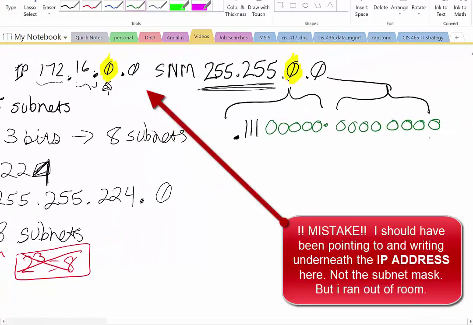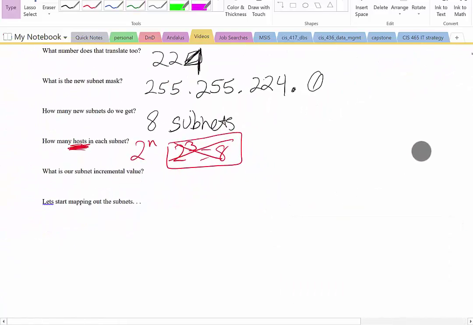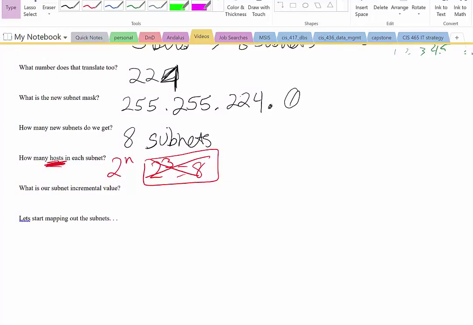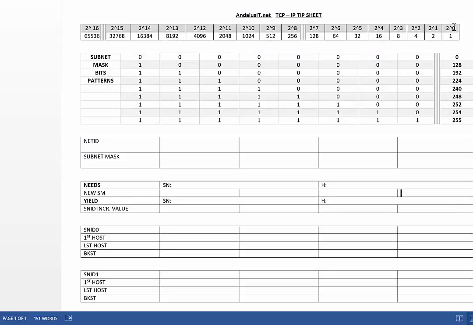All right, so now if we count it out, we have 1, 2, 3, 4, 5, 6, 7, 8, 9, 10, 11, 12, and 13. Yep, we have 13 bits. So now if we scroll back over to the left side here, the actual question is going to be 2 to the power of 13, and that will give us the number of total hosts. And if we look back at our TCP/IP cheat sheet, and go across the top here, 2 to the power of 13 is 8192.